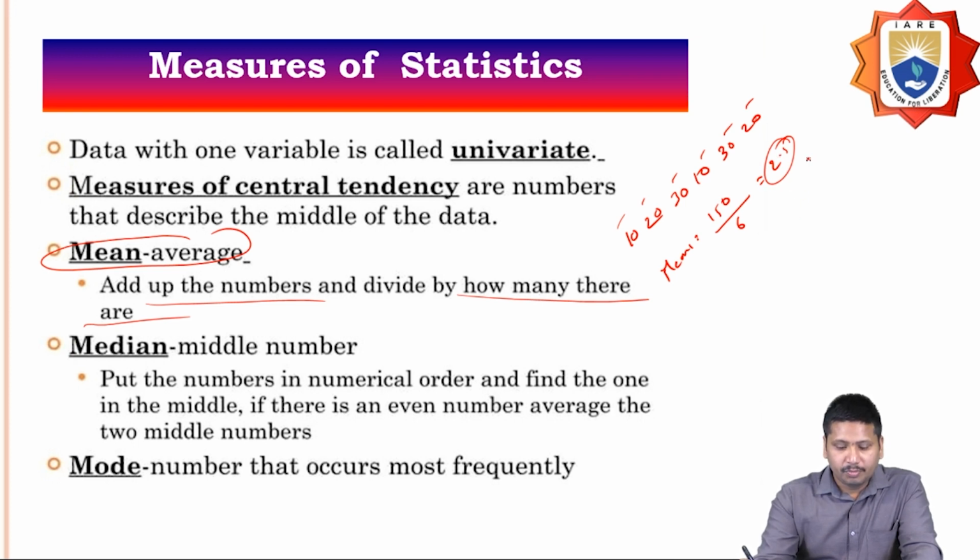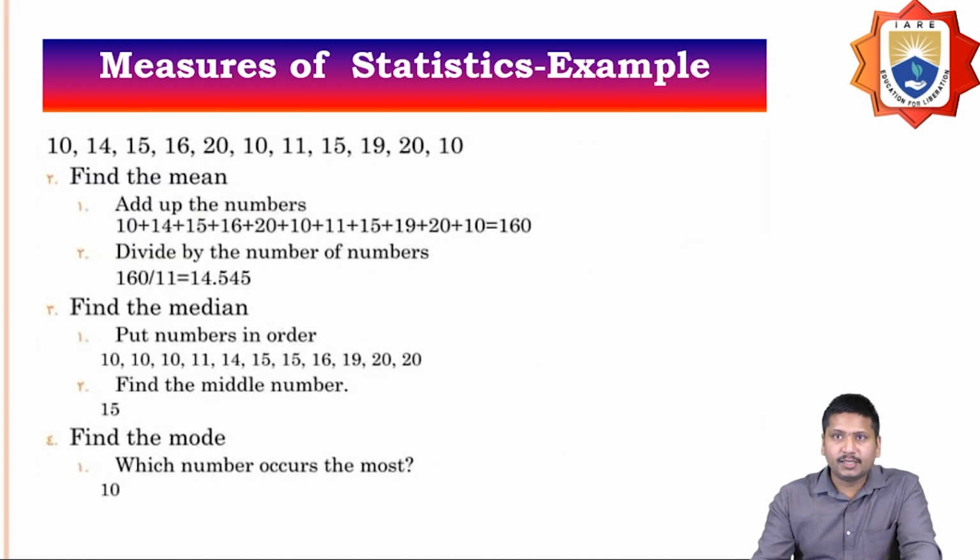Median means the middle number, the number in the middle, which is considered the median of the series. Mode means the number which is repeated more frequently. If I consider it like this, the mode should be 30 here. The number which is repeated the most number of times is considered the mode here.